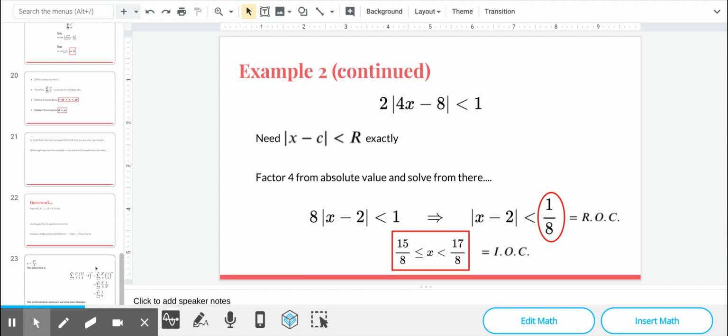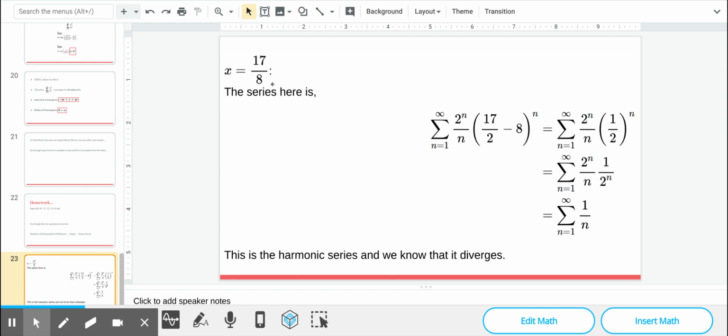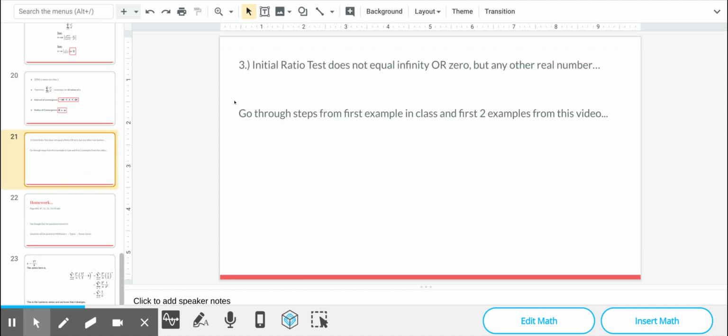All right. Oh, look, I'm just finding this other slide that I wanted all the way back at the top. So this was that endpoint 17/8 for example number 2, all the way up there. So if you want to go back and check out, well, here's what happens when 17/8 is plugged into that power series, and it ends up being just the harmonic series, and that's why we know it diverges. All right, sorry, sidetrack. Back to number 3. Go through the steps from the first 2 examples. Again, that's what you'll have to do. Not every time, but I think that comes up more often than not, that you have to go through those steps. All right, I'm done talking.